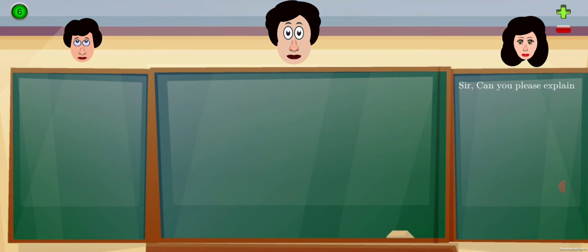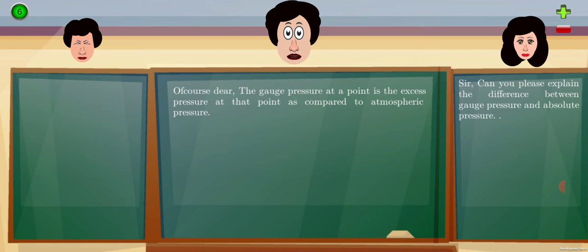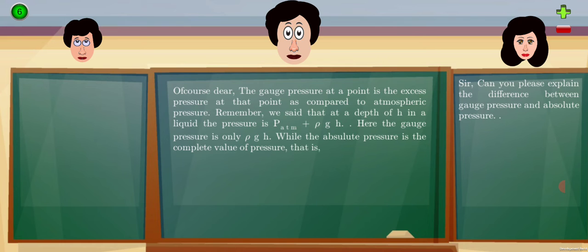Sir, can you please explain the difference between gauge pressure and absolute pressure? Of course, dear, the gauge pressure at a point is the excess pressure at that point as compared to atmospheric pressure. Remember, we said that at a depth of h in a liquid the pressure is P atm plus rho gh. Here the gauge pressure is only rho gh, while the absolute pressure is the complete value of pressure, that is, P atm plus rho gh.